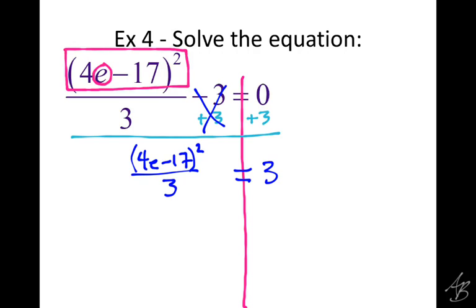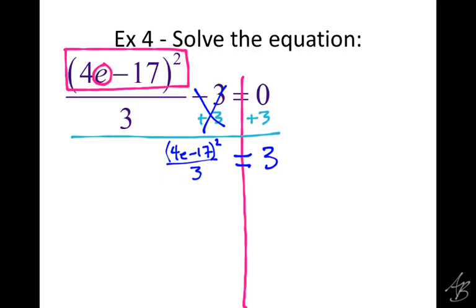Okay, now we need to get rid of the divided by 3, and we're going to do that by multiplying by 3. So we multiply by 3 on both sides, and on the left side, those 3's cancel, leaving what? 4e minus 17. Okay, 4e minus 17 squared. Don't forget the parentheses, because that square is outside the parentheses. We need it there to show that the whole thing is being squared. And on the right side, 3 times 3 is 9. Okay, now what?